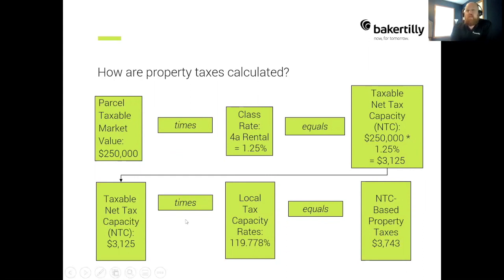So right here is a rental example. The rental class rate is 1.25%. So 250,000 in market value multiplied by 1.25% becomes 3,000 in tax capacity. If this was a commercial property, this number would be 2%. So in commercial property, 250,000 would be 4,000 or 5,000 in tax capacity, which would then have a higher tax rate, or the same tax rate applied to it, and create a higher amount of taxes.